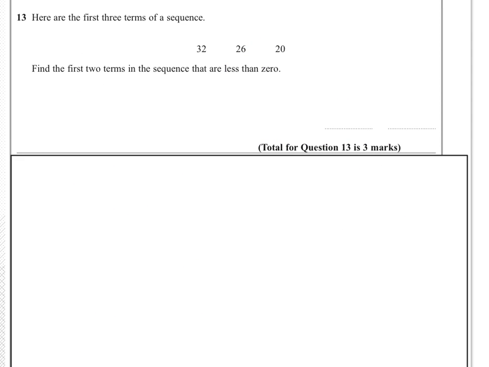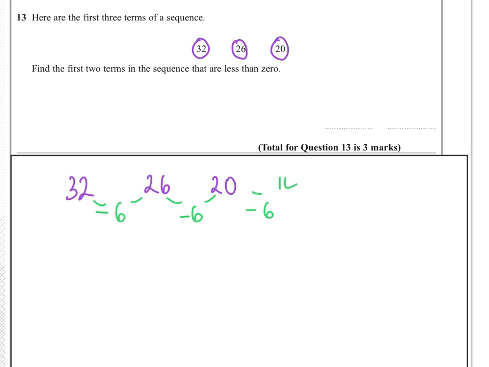Question 13. Here are the first three terms of a sequence, 32, 26 and 20. So if we write these down, you should be able to notice that they go down by 6 each time. It's probably easier to see that with these two. And then just verify it with these two, and yes, it's the same. So it's a linear sequence, so that means it's going up or down by the same thing straight away when you compare the numbers. So it's safe to say that the next one will be 6 down from 20, and so on.